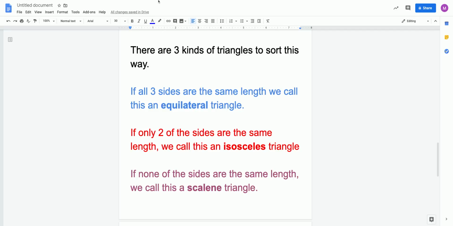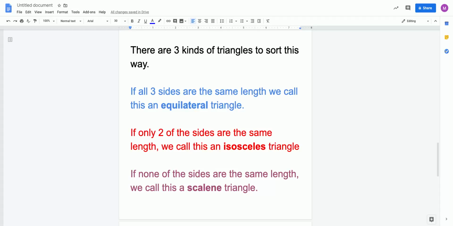Again, I'm not so worried about the names as you notice that this triangle has all three sides the same length. This side is equal to this side, which is equal to that side. So they're all equal. Isosceles, this side is 3 long and this side is 3 long. So we got it. This is an isosceles. Two sides are the same length. And this has 1, 2, 3 different length sides. It is scalene. No sides are the same length.